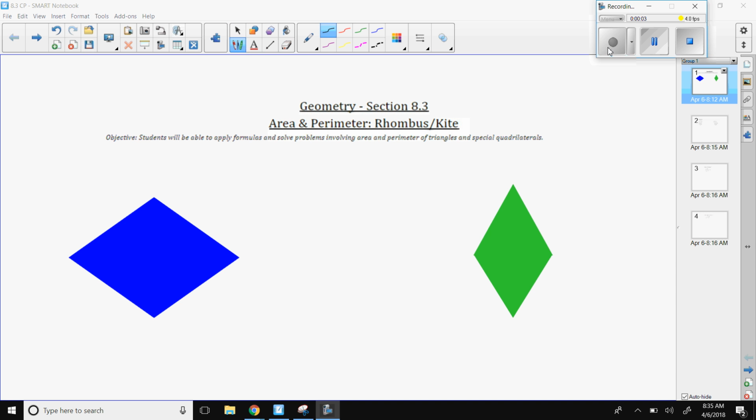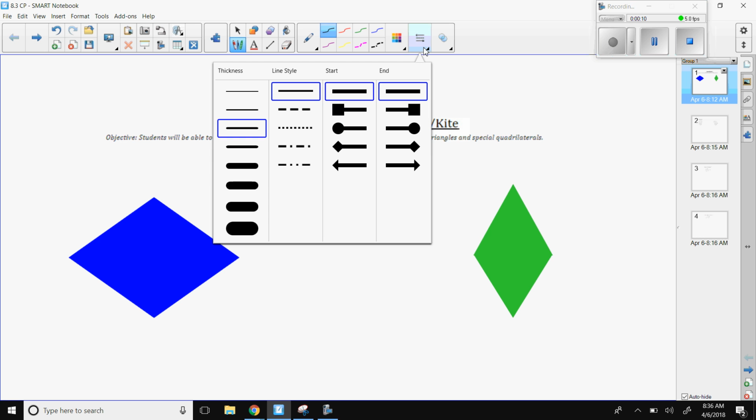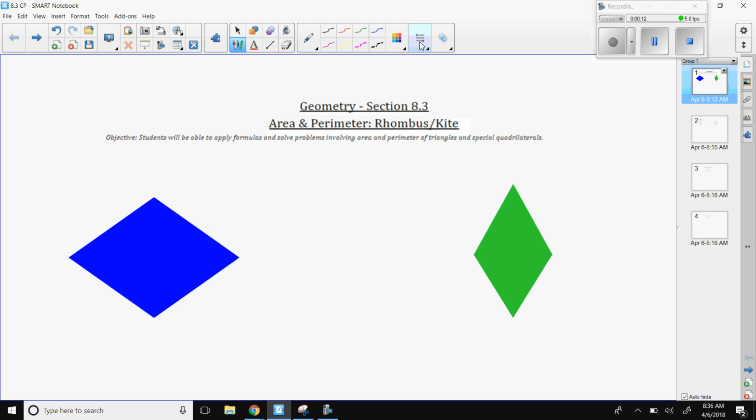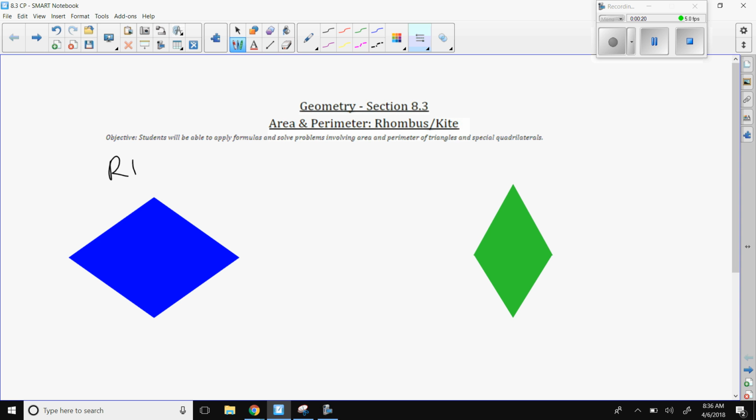So our last one, we have our rhombus and our kite. And let's change. So you have the sheet, and we're going to be able to use these formulas. Now these ones are much different than our other ones. We need to know something about our rhombus and our kite here. And we really need to know something about their diagonals.